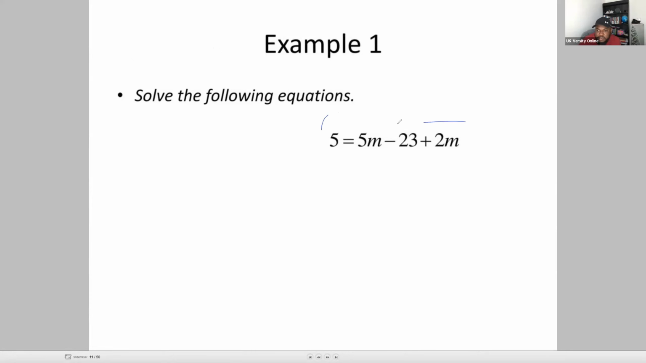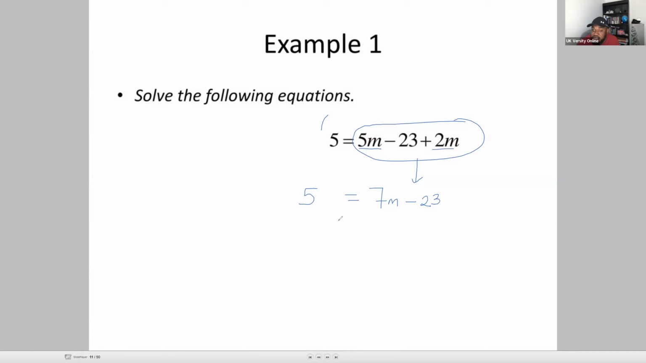So you can see that this part, you can simplify that. What is 5m plus 2m? That gives you 7m. So minus 23. Can you see? I have simplified that: 7m minus 23. That part has been simplified. Because I collected like terms together, 5m and 2m, there's a positive between the two of them. That's why you see me adding them. Everything equals 5.